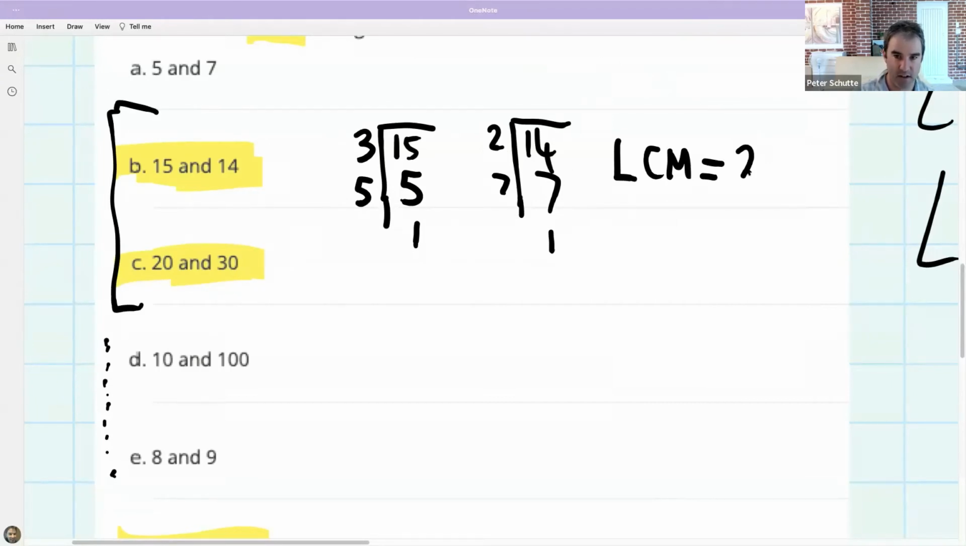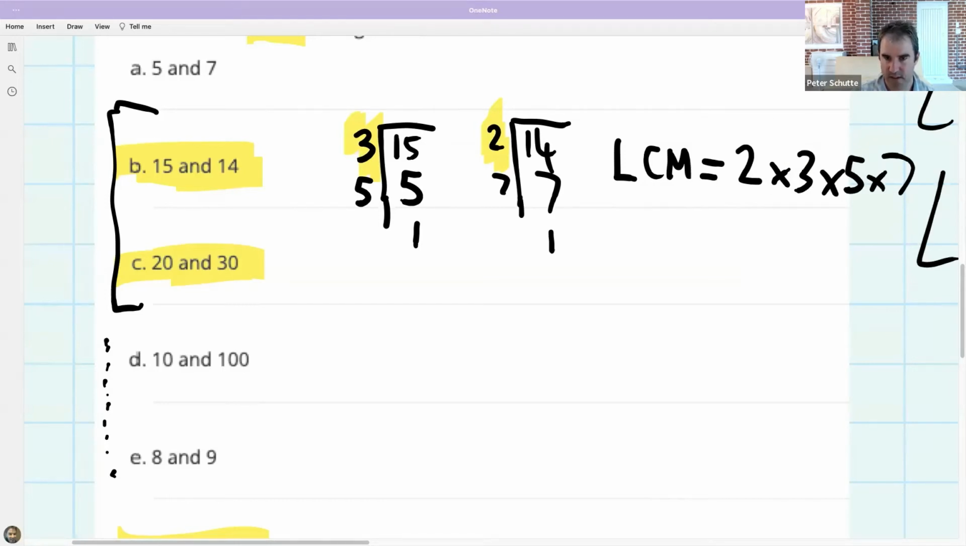There's a 2, which is over here. What other factors are involved? Well, there's a 3. And then there is a 5. And there is 7.